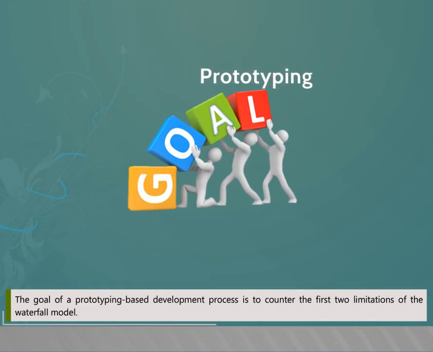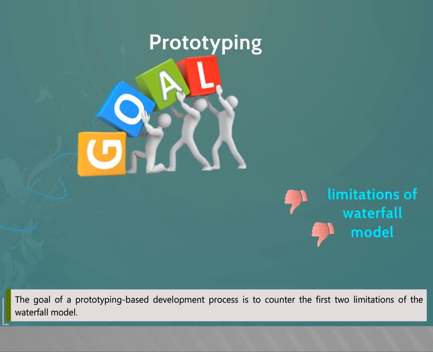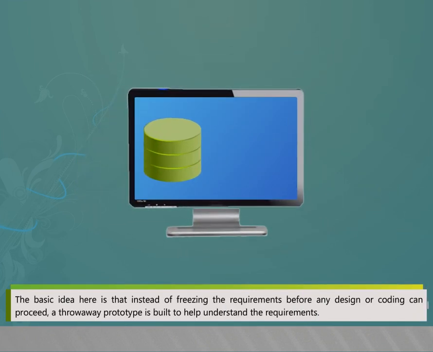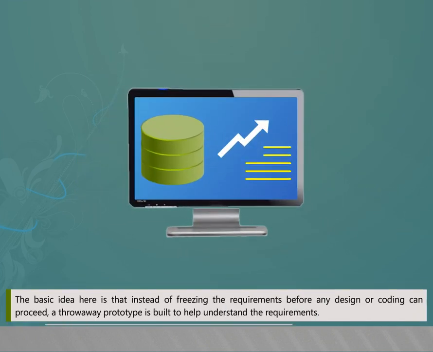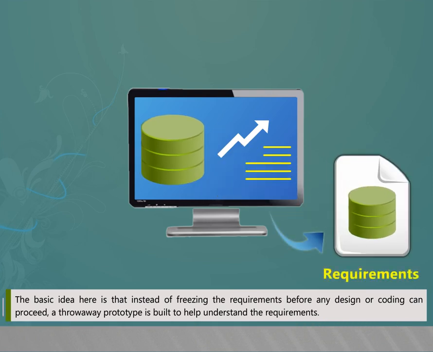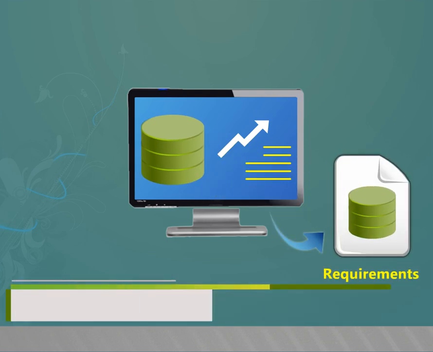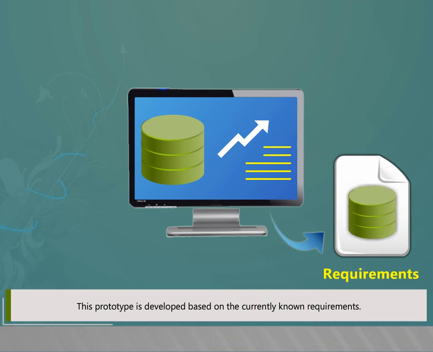The goal of a prototyping-based development process is to counter the first two limitations of the waterfall model. The basic idea here is that instead of freezing the requirements before any design or coding can proceed, a throwaway prototype is built to help understand the requirements. This prototype is developed based on the currently known requirements.